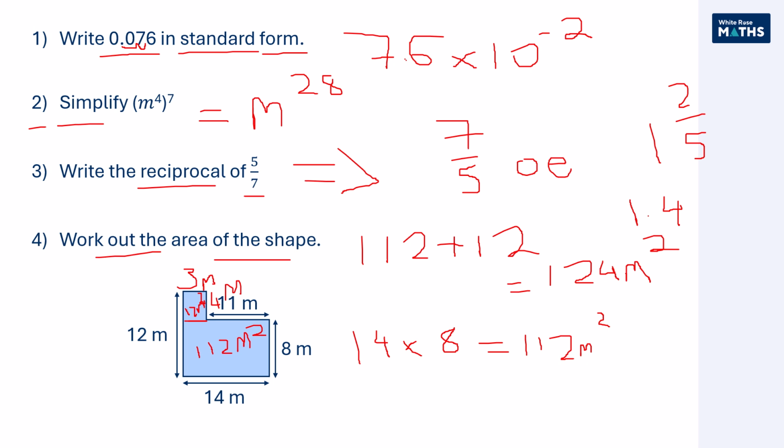Question 1 is writing numbers in standard form. Question 2 is using our index laws for GCSE maths, power to power. Remember, when you multiply with the same base, you add the powers. When you divide with the same base, you subtract the powers. When it's a power to a power, then you multiply. Question 3, looking at reciprocals in the numbers section. And question 4 is areas of compound shapes, or compound measure.